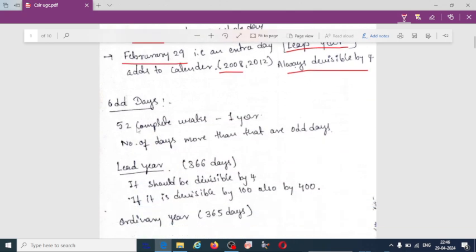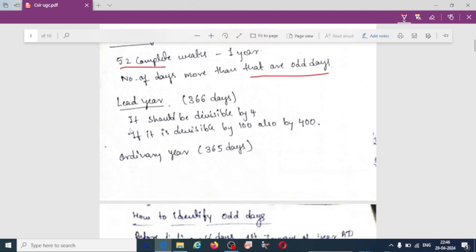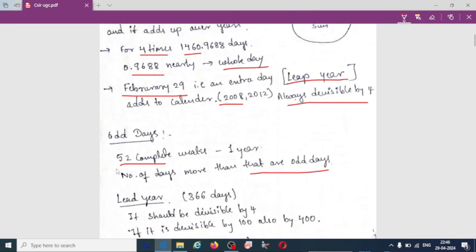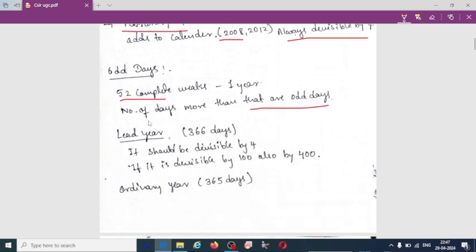Next, how do we define odd days? If you take 1 year, it consists of 52 complete weeks. The number of days more than that we call odd days. So if you take 365 days, then in 1 year there are 52 weeks, 52 into 7 is 364, so 1 day is going to be extra. That is how we can define an odd day.